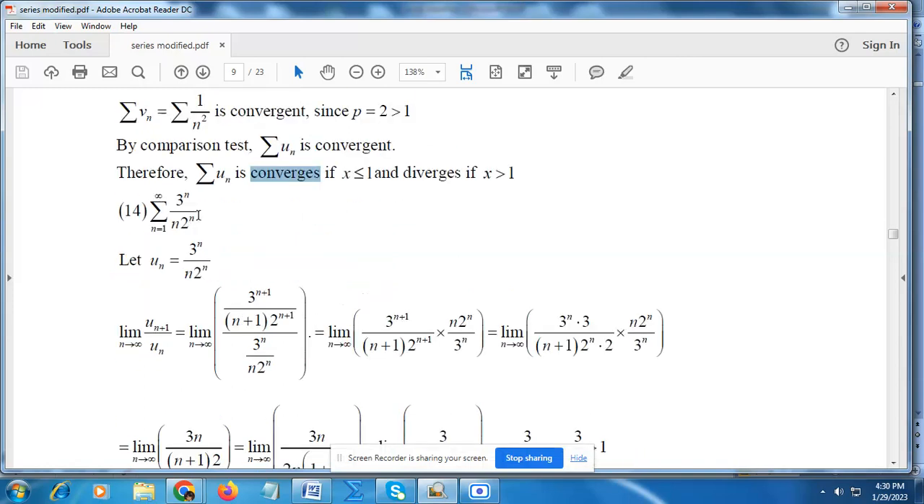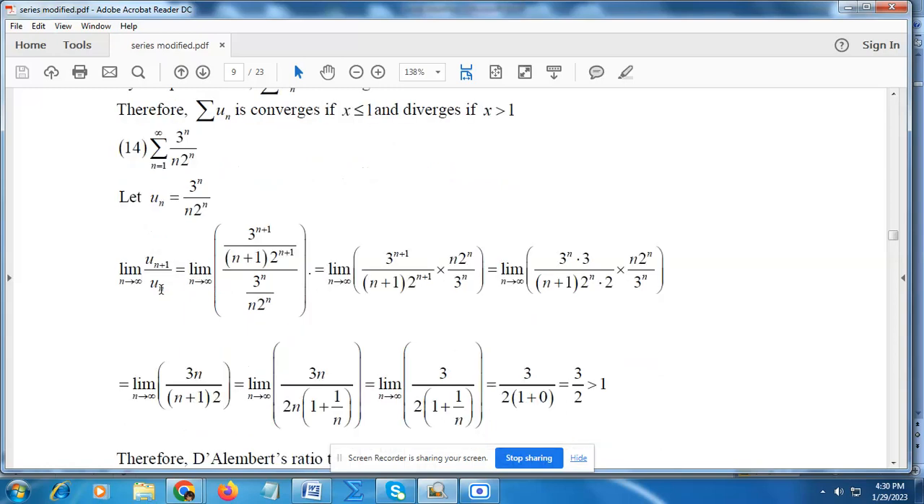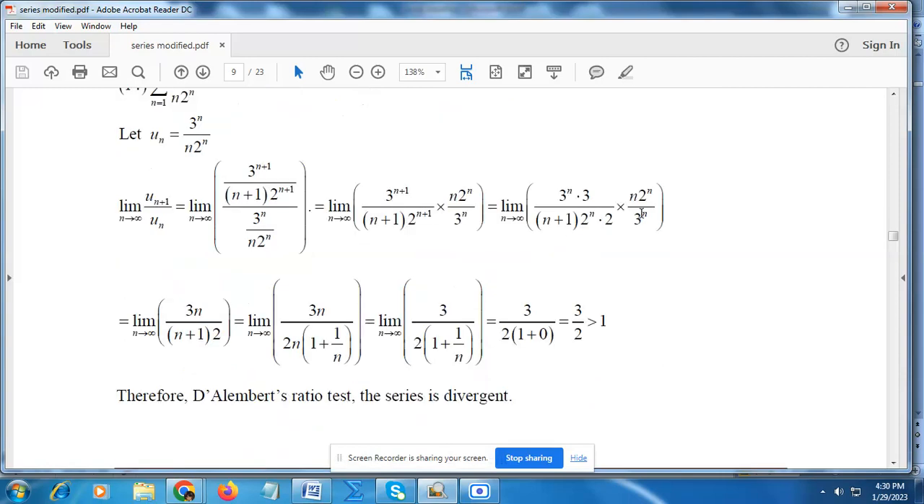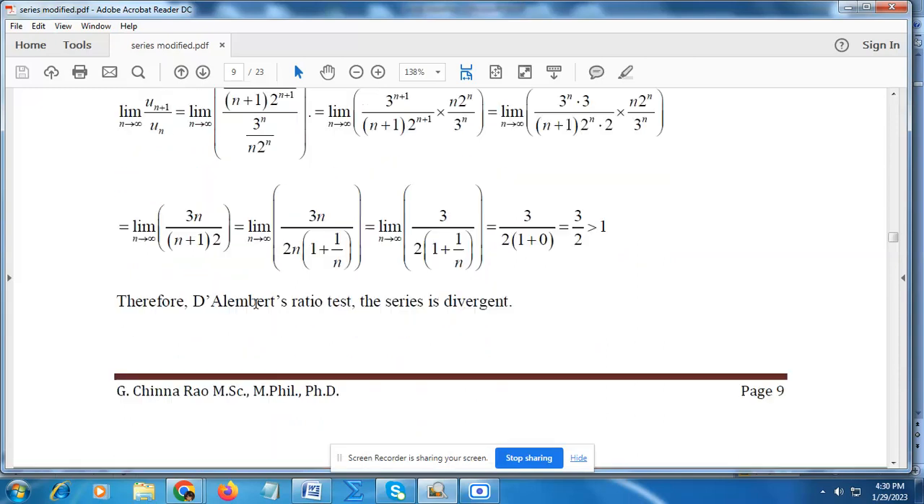Now go for another question. Un is 3 power n by n into 2 power n. Now calculate limit un plus 1 by un as n tends to infinity. The process is the same, so simplify it. 3 power n and 3 power n got cancelled, 2 power n and 2 power n got cancelled, and finally we have 3n by (n plus 1) into 2.